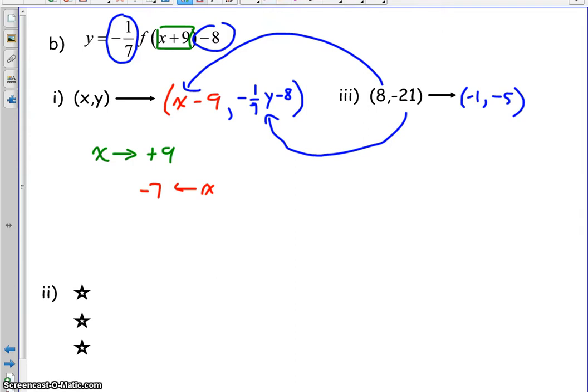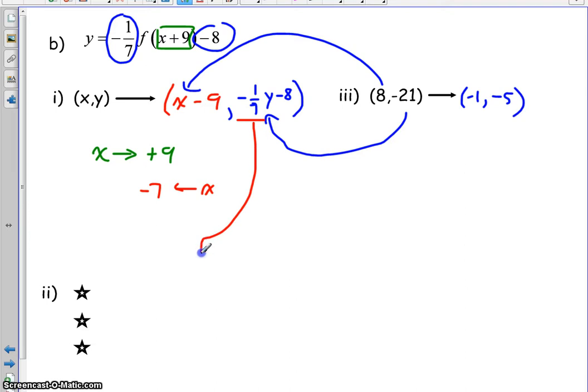Okay, now as for the transformations, again, whether you start with x or y does not matter as long as you are consistent within each variable. As long as you have the right order within each variable. So let's start with y. So the first thing that happens to y, again, look to your mapping rule for the order, is we multiply by negative 1 over 7.